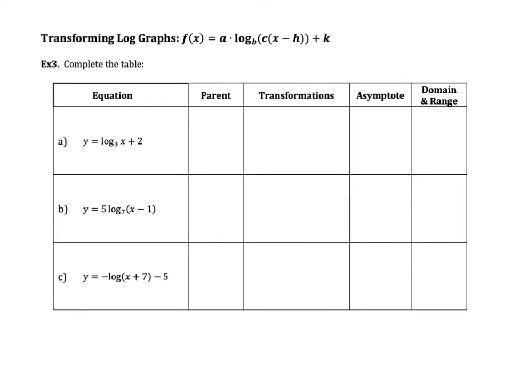Now we're going to talk about how to transform, right? So what do these values mean? This a value in front is associated with vertical stretching up or downward, so we call that a vertical dilation. Then you have your base, which is establishing how far you're going to be from your asymptote. This letter c right here is a horizontal dilation. It's stretching it right and left.